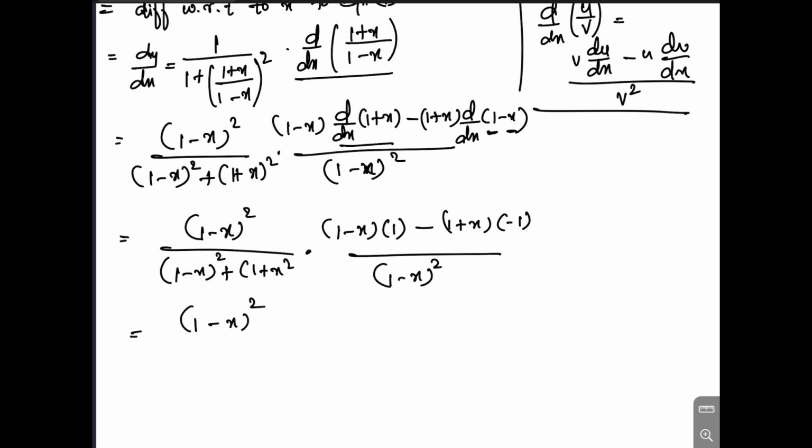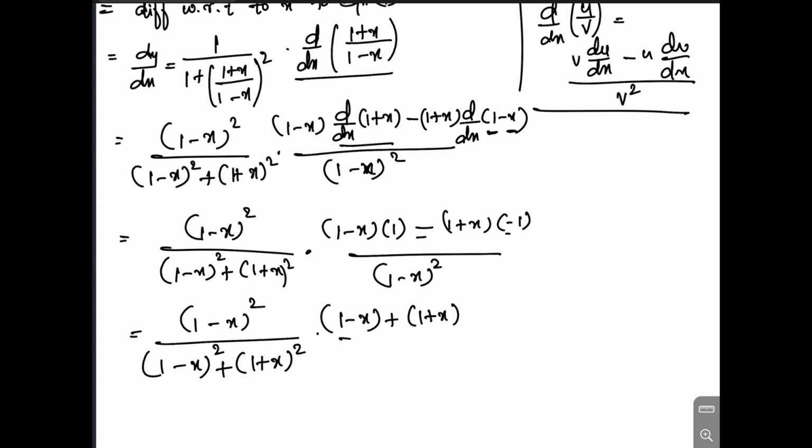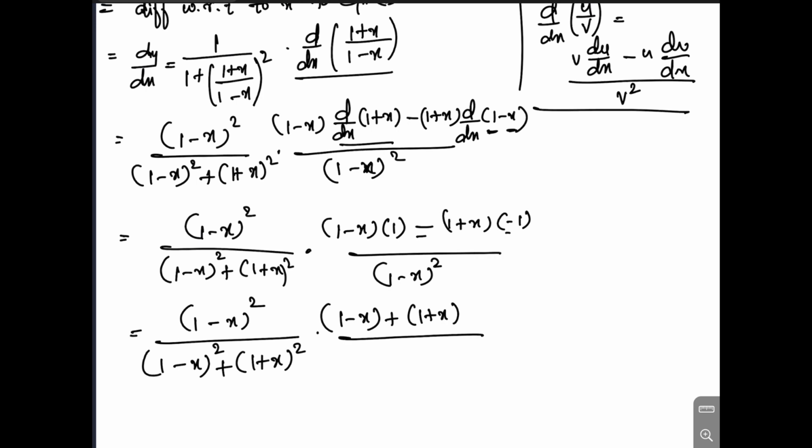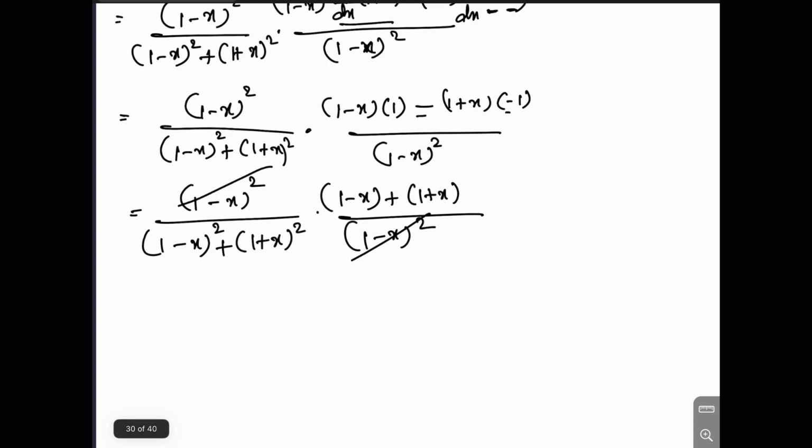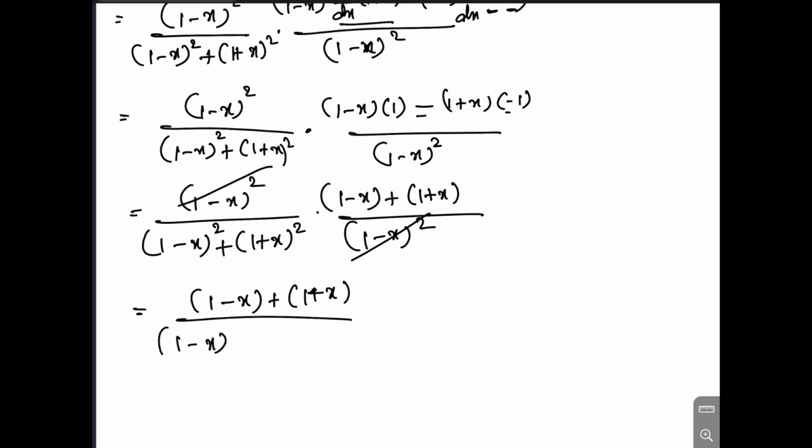(1 minus x)² divided by 1 plus (1 minus x)² plus (1 plus x)², into (1 minus x), minus into minus which will give plus, here (1 plus x), divided by (1 minus x)². The (1 minus x)² will get cancelled here. So finally we will get (1 minus x) plus (1 plus x) divided by (1 minus x)² plus (1 plus x)².